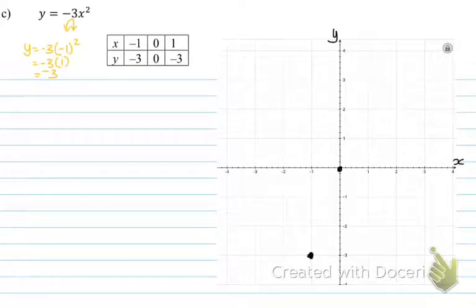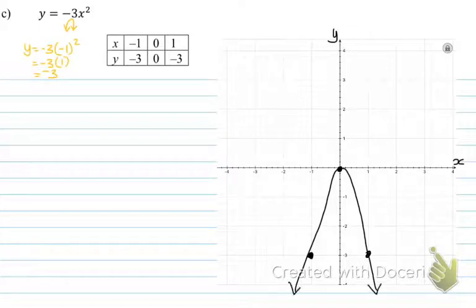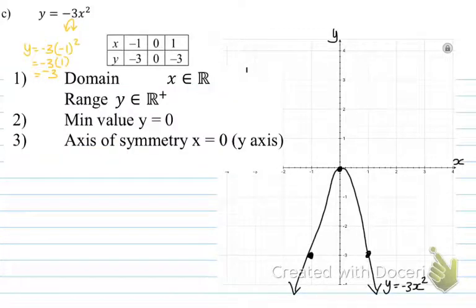I get (-1; -3), (0; 0), and (1; -3). I draw a smooth curve, no sharp edges, and I draw arrows at the ends to show that it goes on forever. And I write down y is equal to -3x squared. That's the equation that they gave me. And also I have to write down the coordinate of the intercept. Okay, then the domain, range, minimum value.